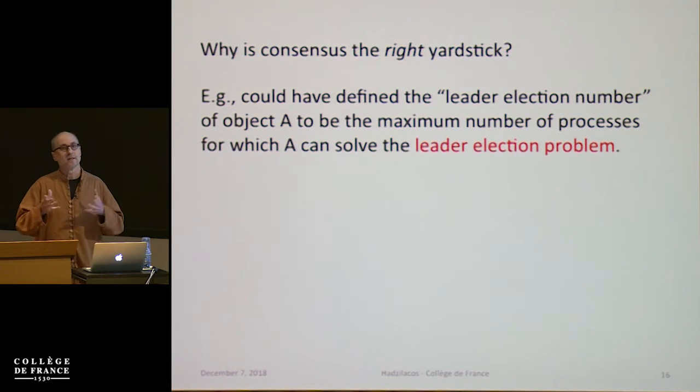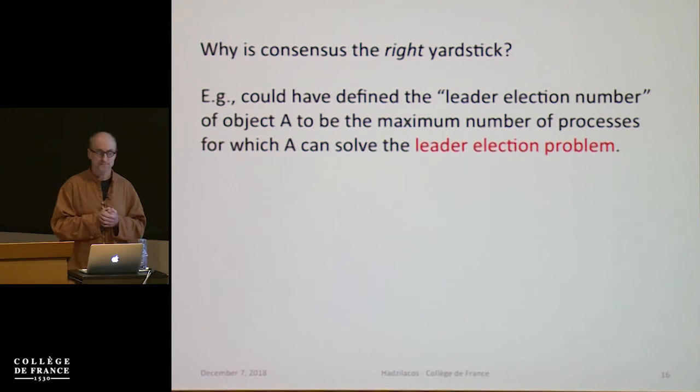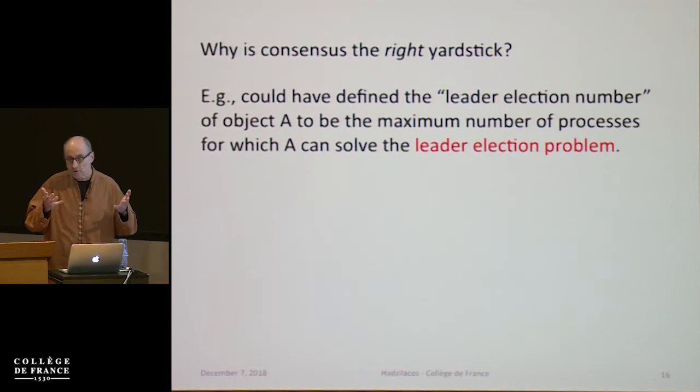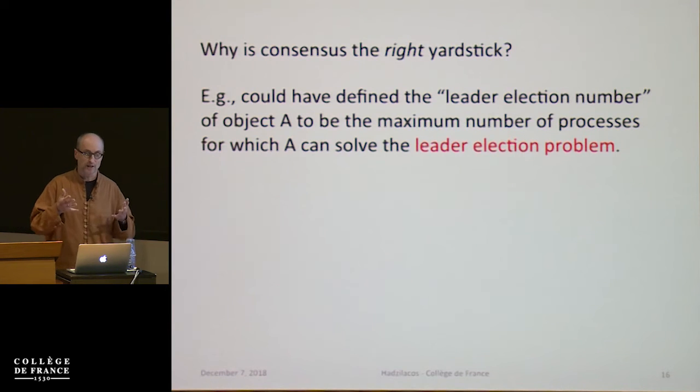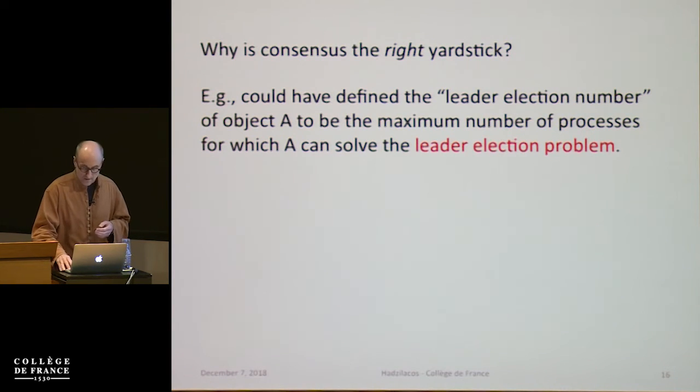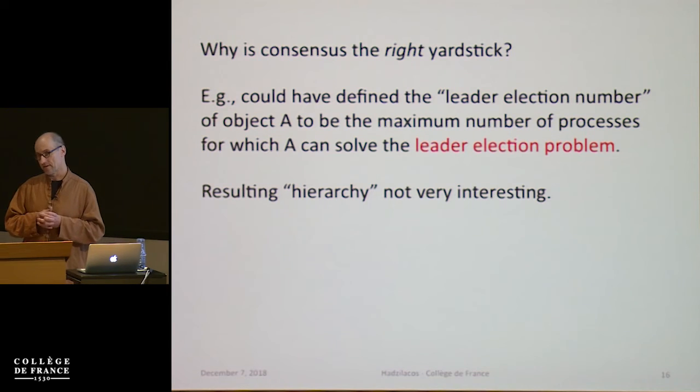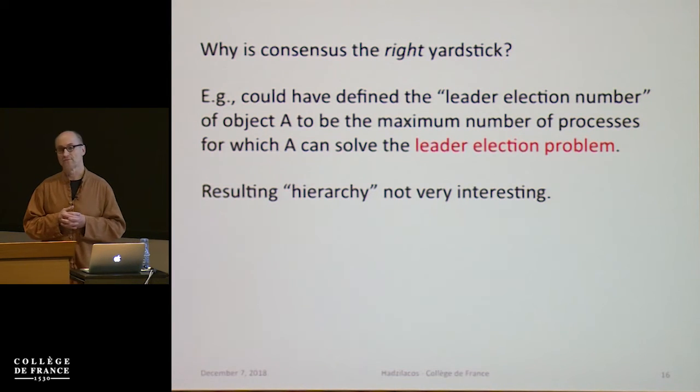What's this problem? Basically, informally, it is a problem where a set of processes can agree on one of them to be the leader, one and only one of them. So I could have used this problem and then defined the leader election number of an object to be the maximum number of processes for which the object can solve the leader election problem. And I would get a hierarchy. But it would not be a very interesting hierarchy.